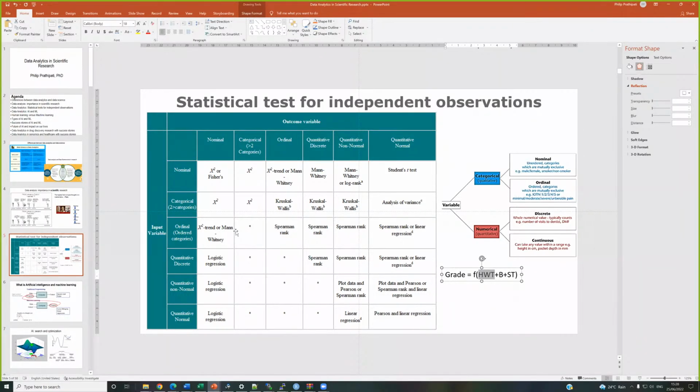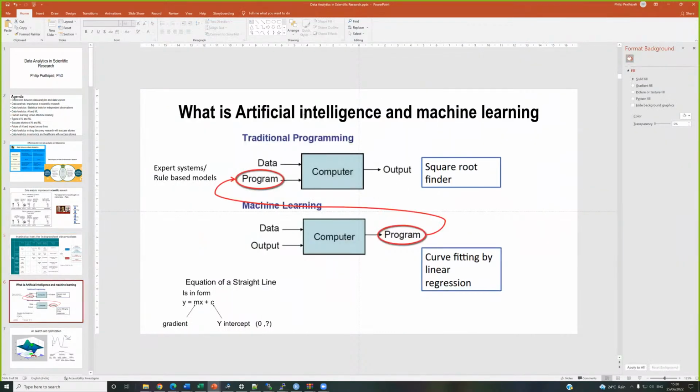Yeah. So I think when you really enter the field, you will know. But these are very, very important, because if you use the test inappropriately, nobody will like to listen to your interpretation.